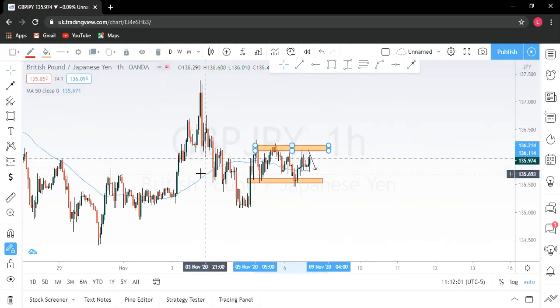So after the ranging market, the next thing is said to be a trend. It should give a trend, because this ranging is actually the accumulation phase of the market. You understand? So let me look for an example. So this is how a break and retest should happen.